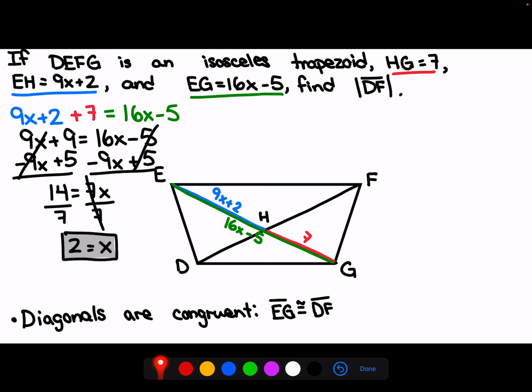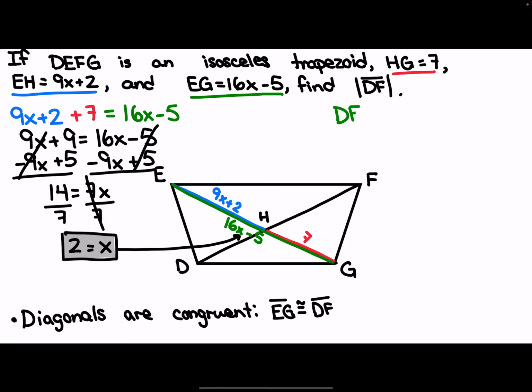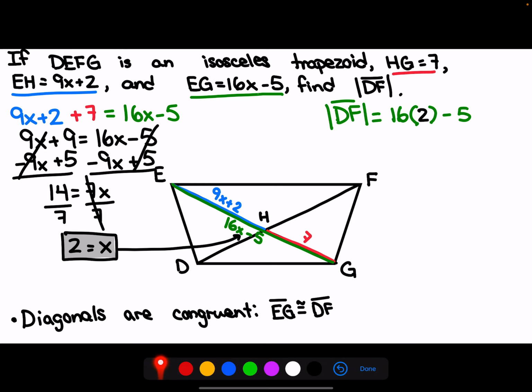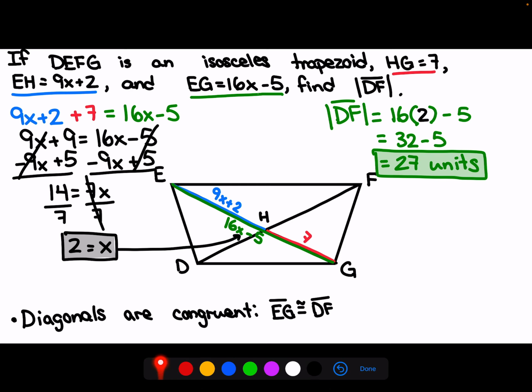Now, again, I only need to find EG, because EG and DF are the same, so I plug 2 back in for x. We get 16 times 2 minus 5. That'll give me 32 minus 5, which is 27 units total. So DF is equal to 27.